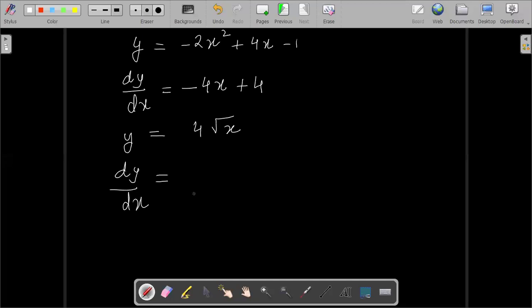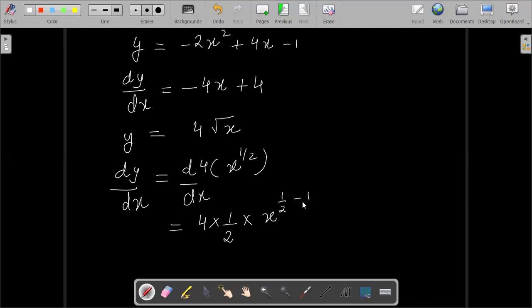I can write this as d by dx of 4, and root x can be written as x to the power 1 by 2, right? Yes, sir. Okay, so now can you differentiate? Yes, sir. So it will be 4 multiplied with 1 by 2 multiplied with x to the power 1 by 2 minus 1.